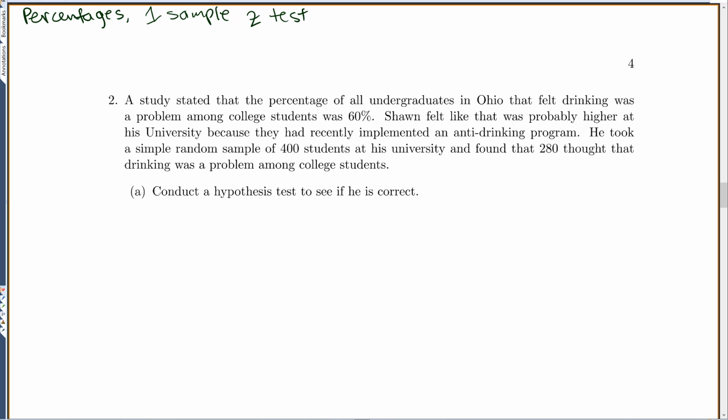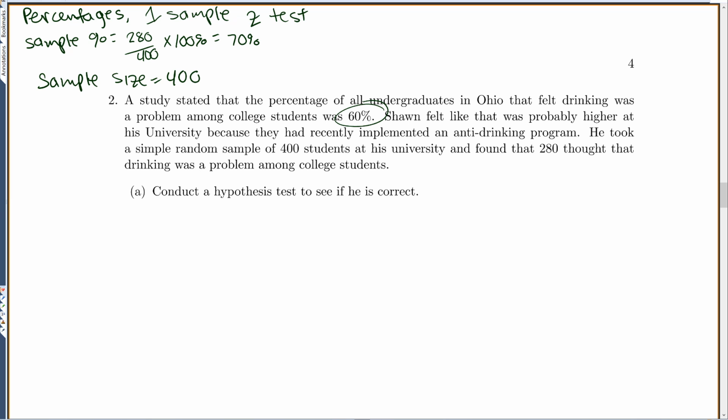Okay, let's see. So we need to know things like our sample percentage. They didn't actually tell us the sample percentage. They just said there were 280 out of 400. So let's do 280 divided by 400, but you have to times by 100% to make it a percentage. So 280 divided by 400 times 100 gives me 70%. And the sample size is 400. And the only other number in there is this 60%.